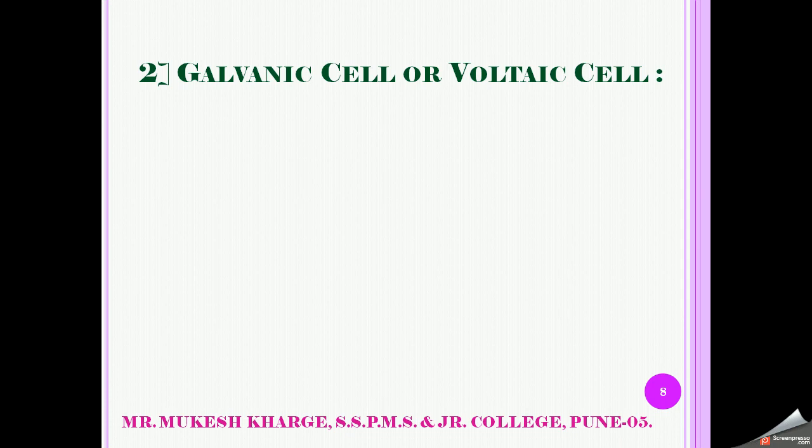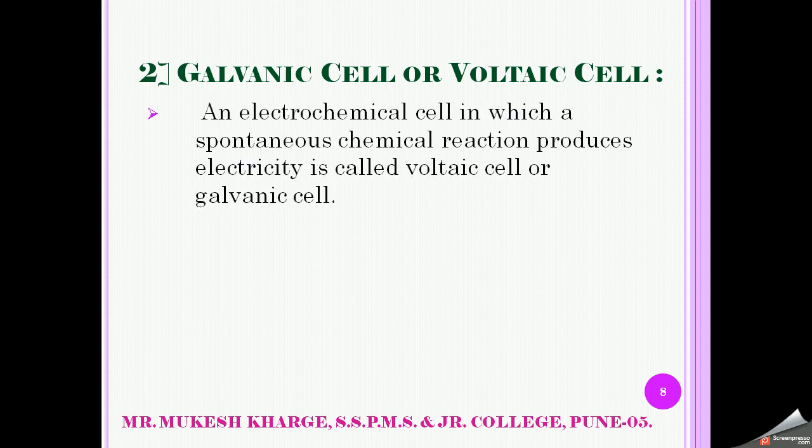So one point remains, and that is the quantitative aspect of electrolysis, which we will discuss when we solve some numericals. Before that we will discuss the qualitative aspect. Then the second type is the galvanic cell or voltaic cell. An electrochemical cell in which a spontaneous chemical reaction produces electricity is called a voltaic cell or galvanic cell. Electrolytic cell is non-spontaneous, but this one is spontaneous.